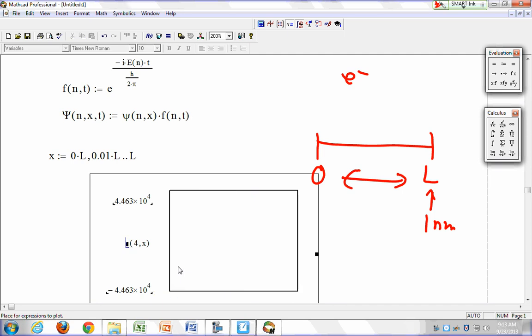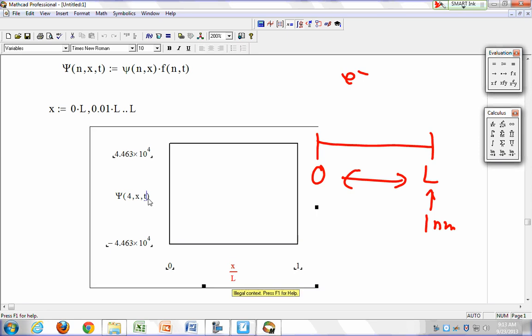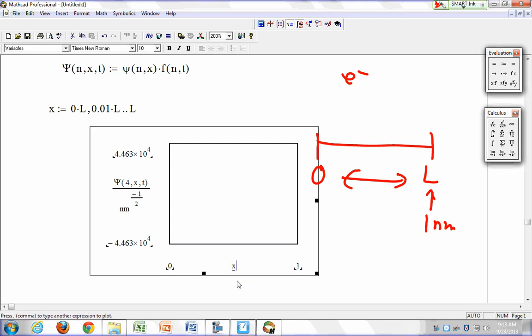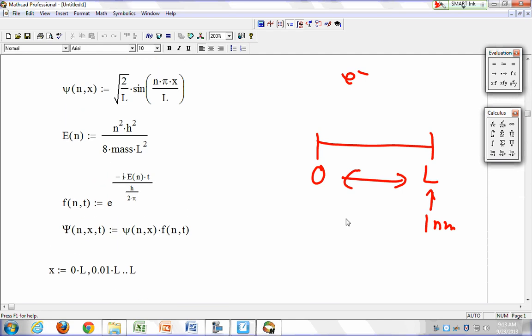Big psi for n equals 4. I have to specify x and time. Okay, what happened here? Now I have to put the units here. My units would be nanometer to the negative half. Let me just redo this one. Where did we miss?